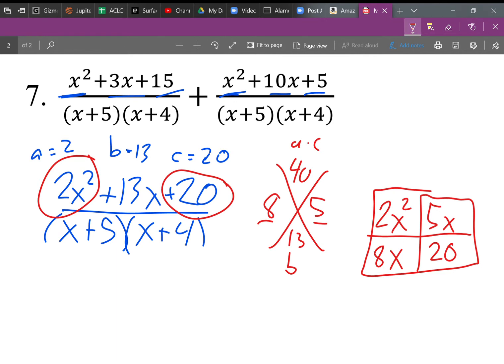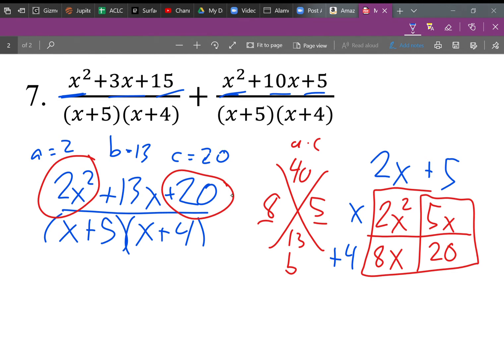So now I need to figure out what goes on the outside. Since to make 2x squared, it's probably going to be 2x times x. And I don't want that 2 in front because it's going to make it hard to do 5x. So I'll put the 2x on the top and the x in front. Now to go from 2x to 8x, I need to multiply by positive 4. To go from x to 5x, I need to multiply by positive 5.